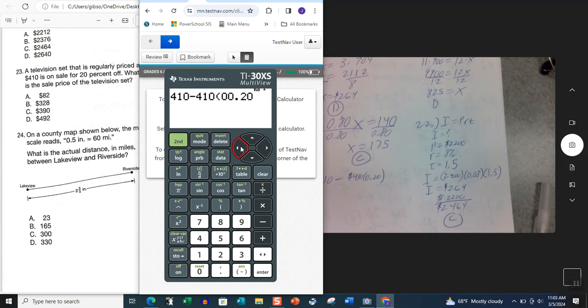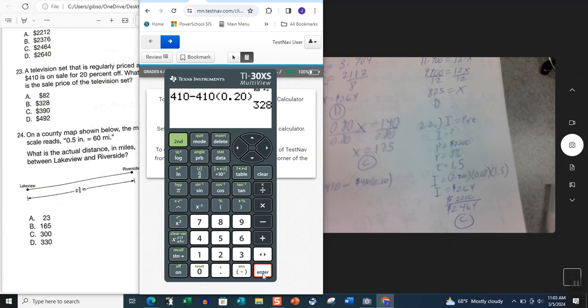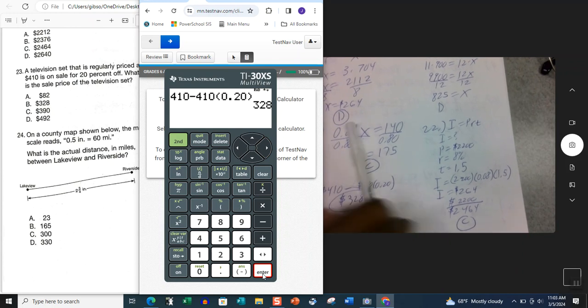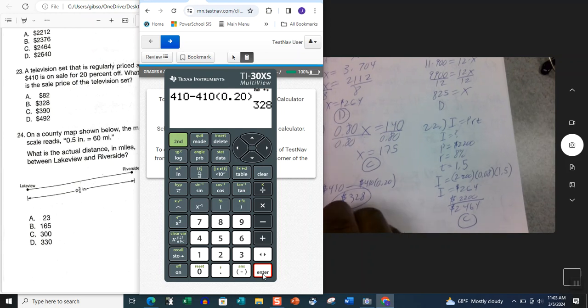I don't know why this double types, but it does. But I have to adjust. So we close that parenthesis and press enter. So it'll be $328. So that would be B.